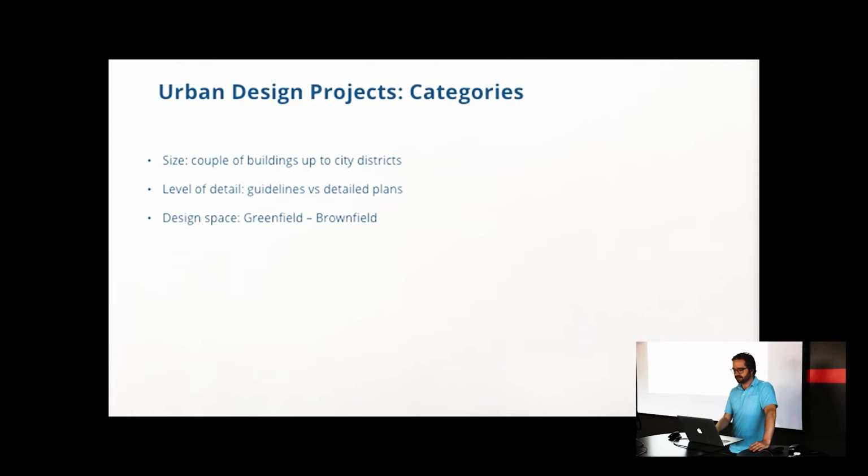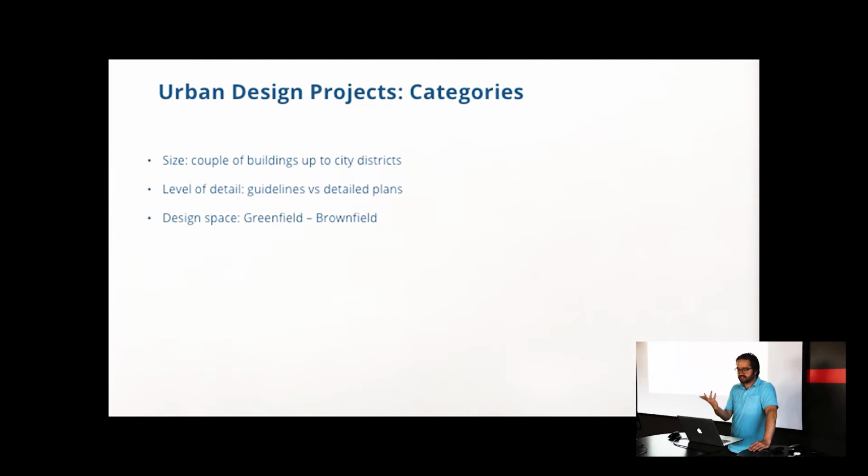So just very short, urban design projects. How can we categorize them? There are many different types of urban design projects. First of all, they differ a lot by size. A site plan, for example, can show a situation of a couple of buildings up to a project that is for planning of a whole city district.